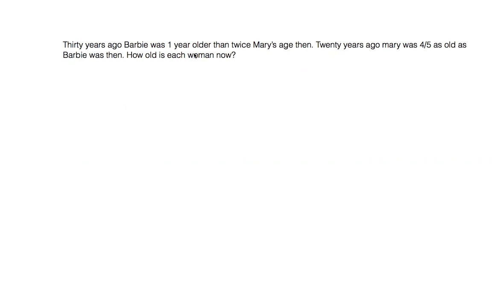30 years ago, Barbie was 1 year older than twice Mary's age then. 20 years ago, Mary was 4/5 as old as Barbie was then. How old is each woman now?